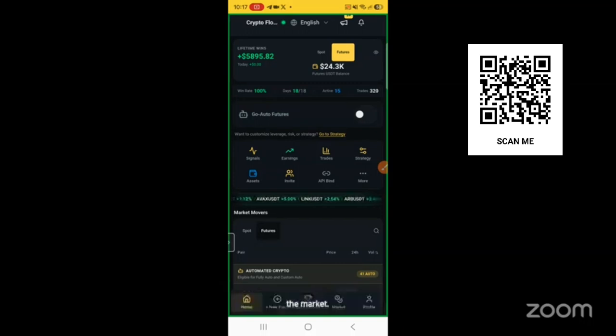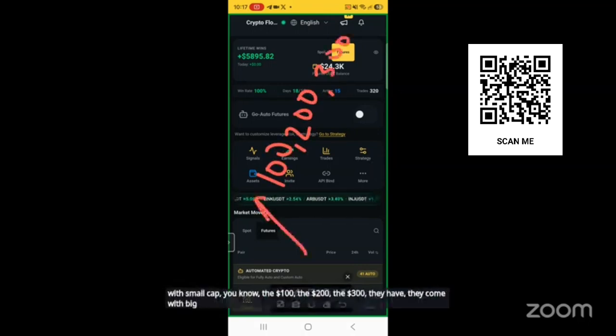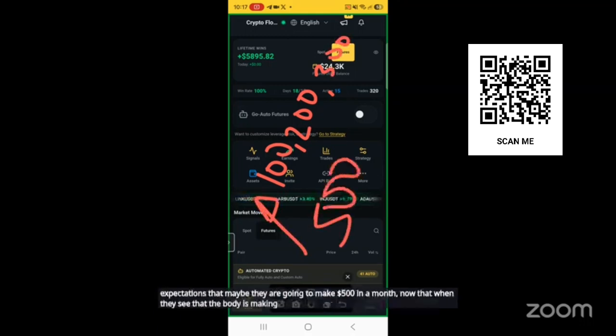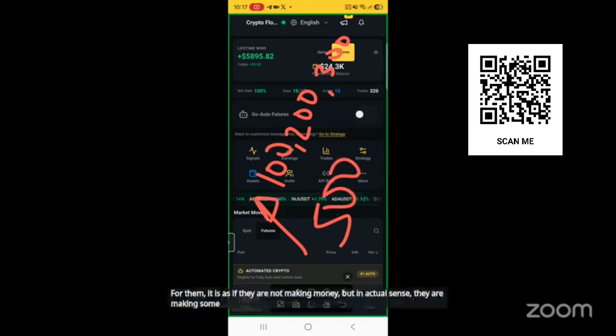Now, the problem is that most of the people that come with small capital, the $100, the $200, the $300, they come with big expectations that maybe they are going to make $500 in a month. When they see that the bot is making for them 10% to 30%, to them it is as if they are not making money, but in actual sense they are making some good money. It is very hard to get a bank that can give you even 10%, even 5% in a month.